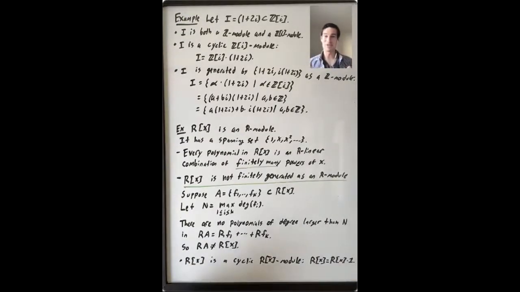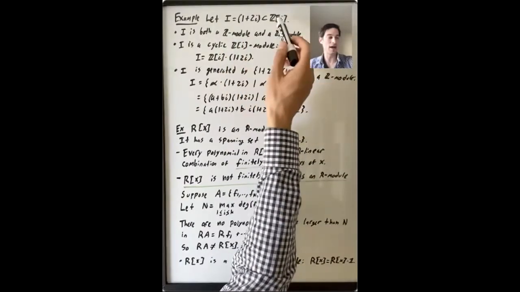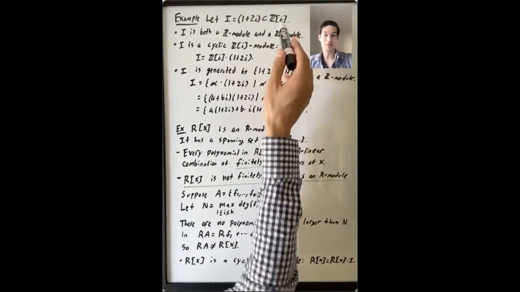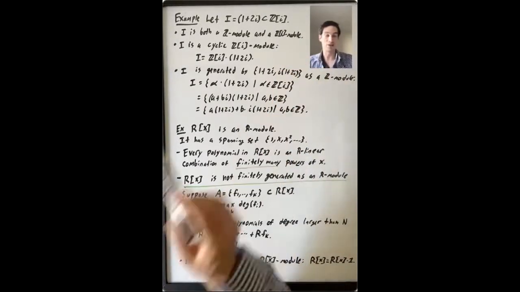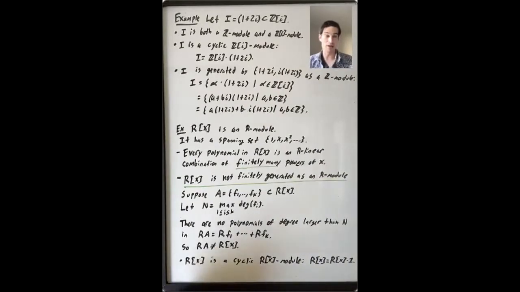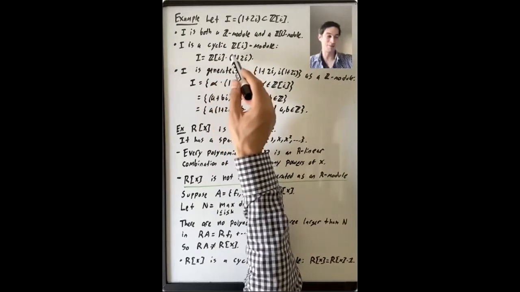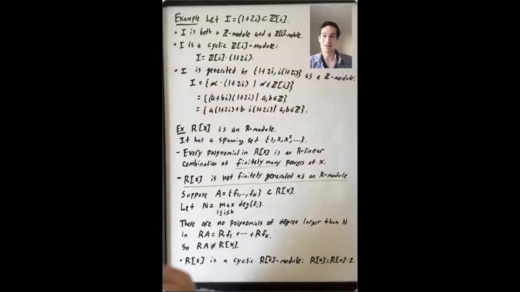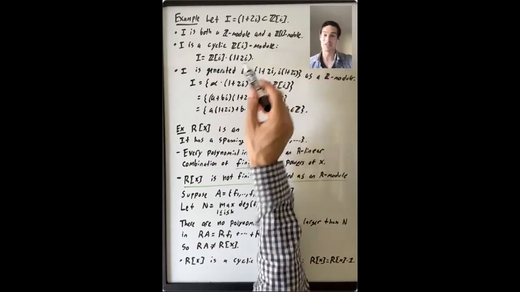Let's give a few more examples. Let's take I to be the ideal generated by 1 plus 2i in Z adjoin i. I is an abelian group, and it's also an ideal in this ring Z adjoin i. So it's both a Z module and a Z adjoin i module. It's a cyclic Z adjoin i module. Why? Because it's the set of all things of the form something in Z adjoin i times 1 plus 2i. It is the cyclic submodule of Z adjoin i generated by this element.